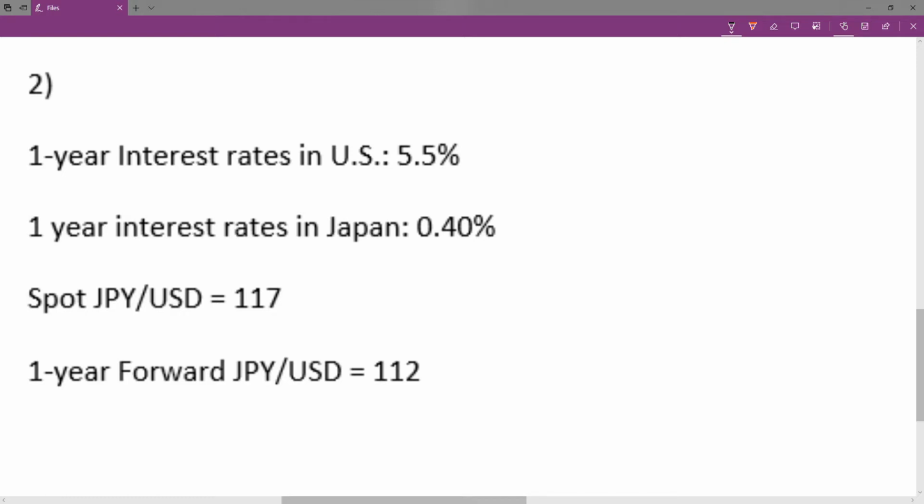Today we're going to cover another problem of interest rate parity. I'm going to give you the link to the other video that also deals with a similar problem for interest rate parity. So we're going to solve this problem for 1 year interest rate return when investing into either the Japanese yen or the USD.